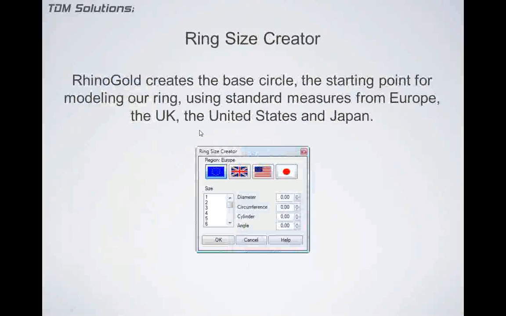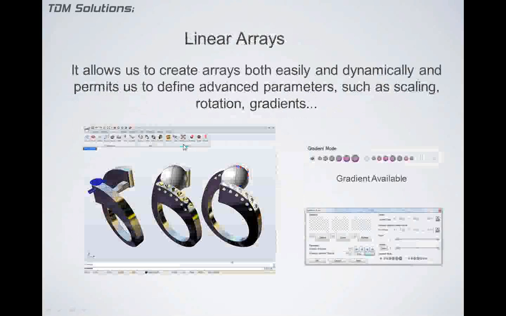We have the ring size creator. It allows you to create the main circle to design our ring. We have linear arrays. This tool allows you to copy objects. Let me show you some samples.